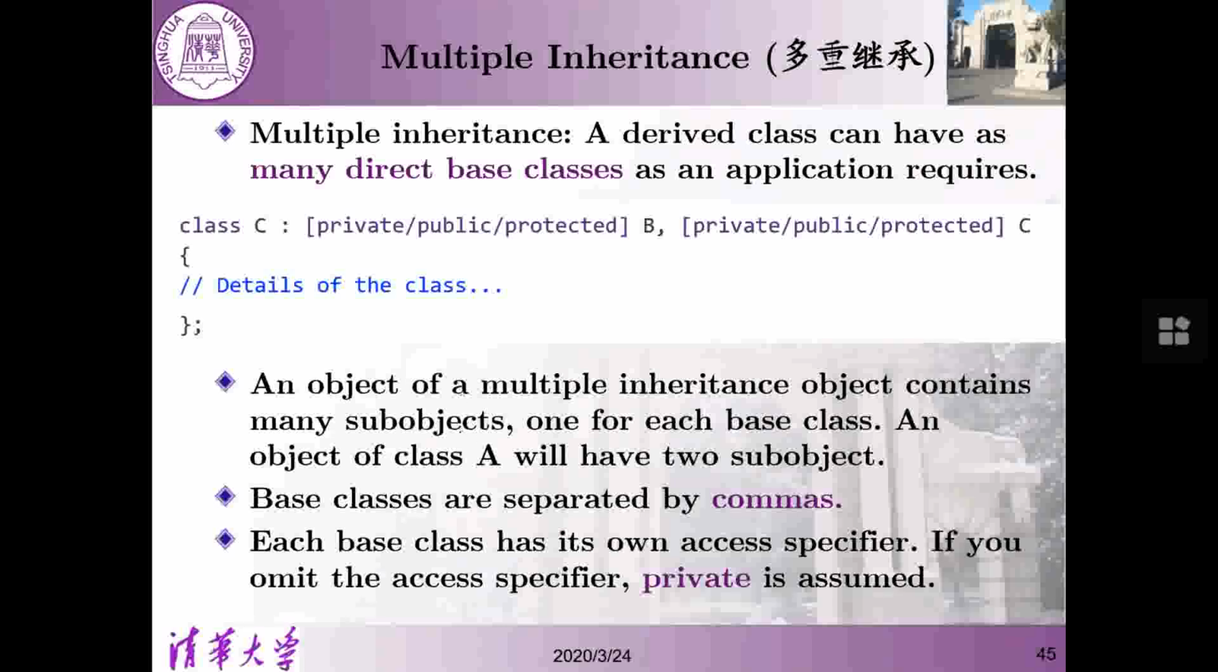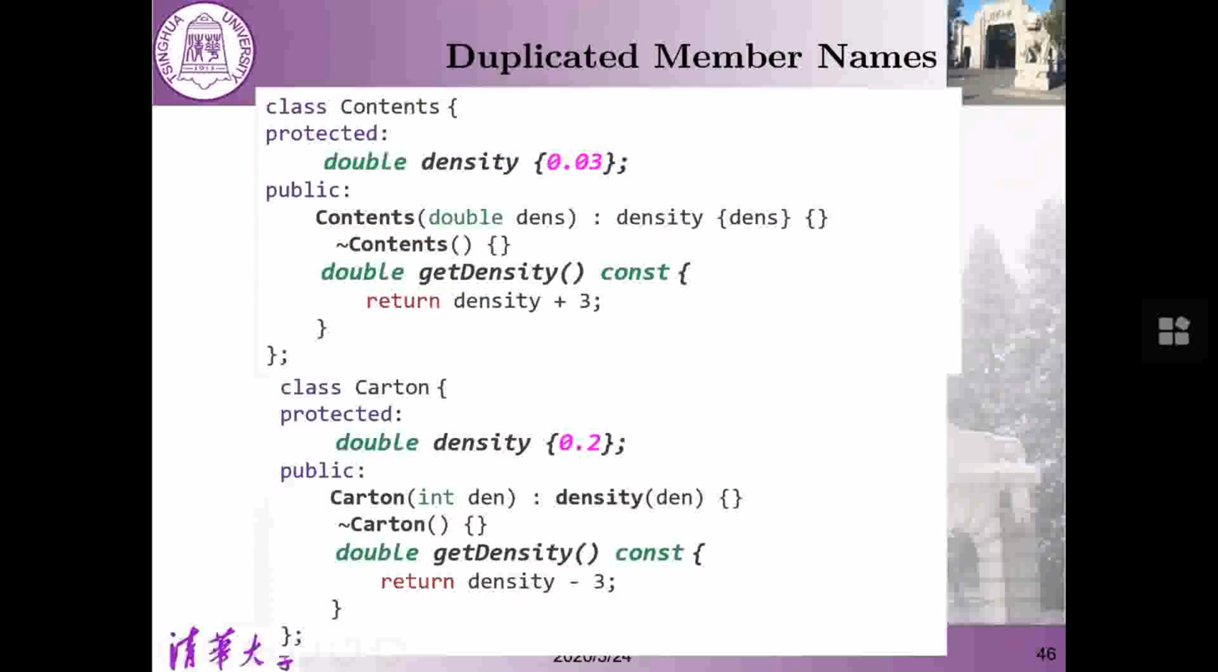Then multiple inheritance. A derived class can have as many direct base classes as you want. So we can define different numbers of base classes, and inherit from different base classes into this new derived class. So there come some problems with this multiple inheritance.